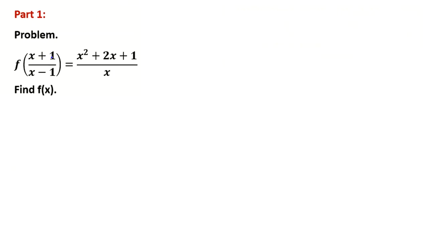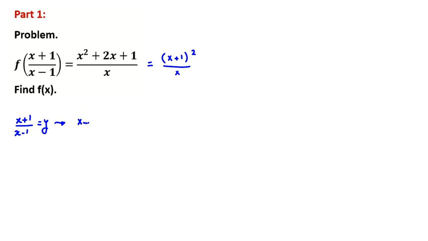The problem says f of x plus 1 over x minus 1 equals x squared plus 2x plus 1 over x. Find f of x. Here we can also say that it is equal to x plus 1 squared over x. And we can define x plus 1 over x minus 1 equals y. Then I want to find x in terms of y and replace here.